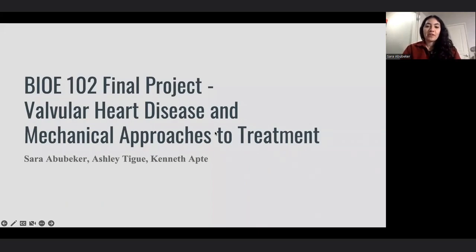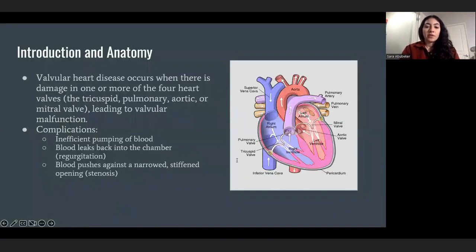Hi everyone. So our final project focuses on valvular heart disease as well as mechanical approaches to treatment. So valvular heart disease occurs when there is damage in one or more of the four heart valves, which includes the tricuspid, the pulmonary, the aortic, or the mitral valve, leading to valvular malfunction.